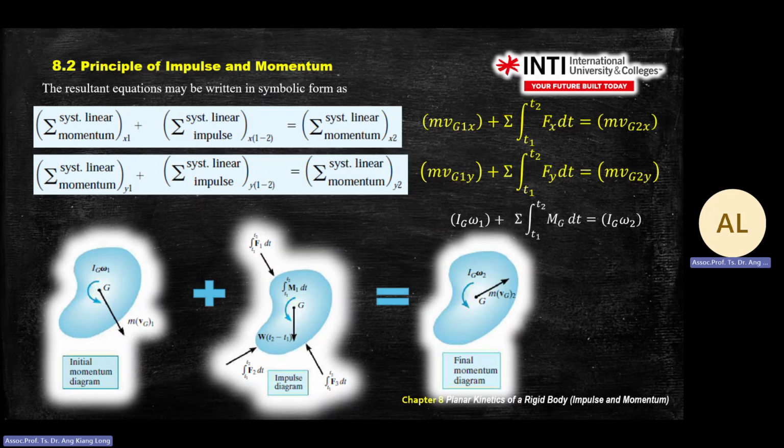When you see a textbook or any library books, when it comes to principle of impulse and momentum, sometimes they give you this presentation. Basically it's the one in yellow color and the white color formulas on the screen here.